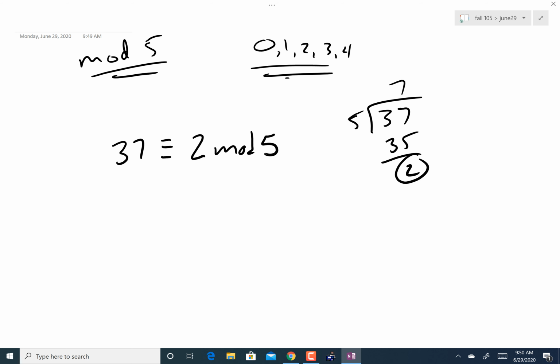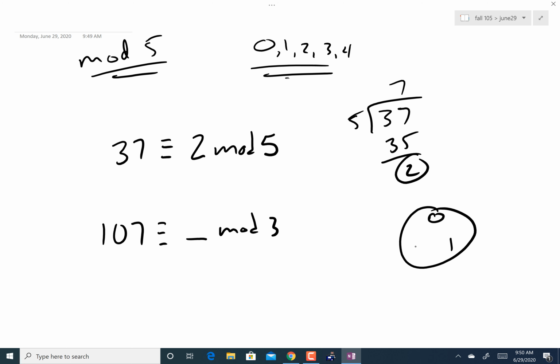You're like, well, okay, it's not that hard. No, it's not. 107 is congruent to what mod 3? Now remember, the only numbers you can see on a mod 3 clock are 0, 1, and 2. They're the only possible remainders I can get. Well, how many times does 3 go into 107? 3 goes in 3 times, oops, that's a 9, remainder 1, 17. 3 goes into 17 5 times.